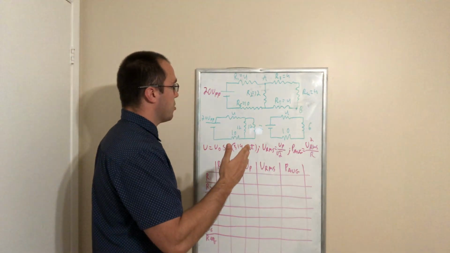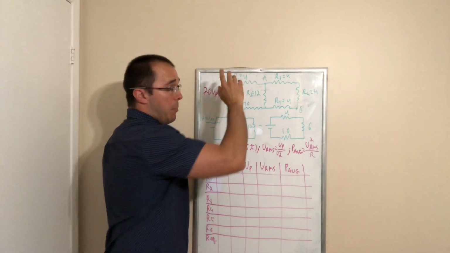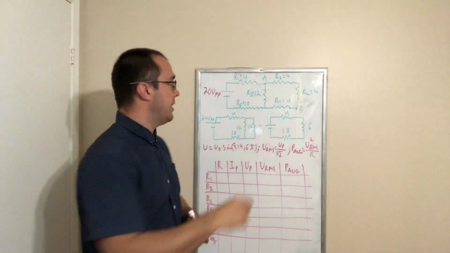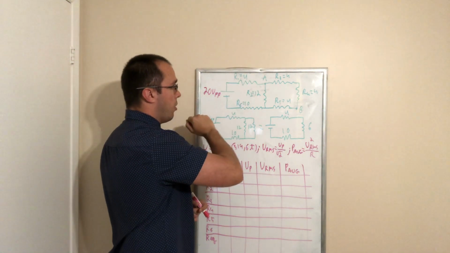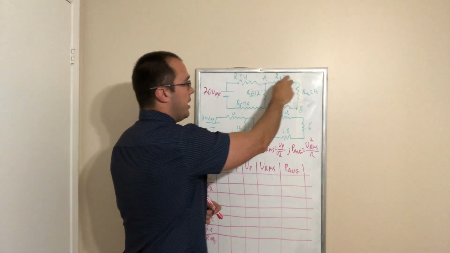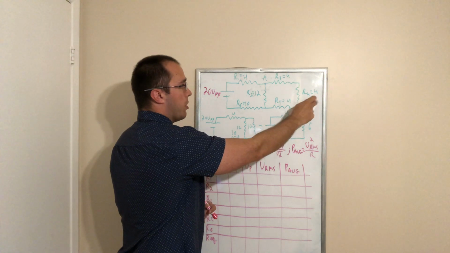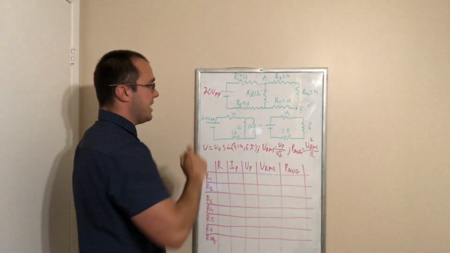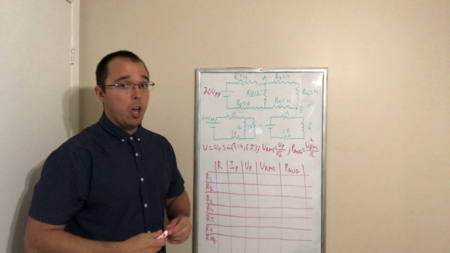We have 6 resistors here. We got R1. Now, by the way, they are not denoted. There's no notation on the diagram. I decided that this one is R1. It is equal to 4 ohm. R2 is this one. It's equal to 12 ohm. R3 is equal to 4 ohm, R4 is equal to 4 ohm, R5 is equal to 4 ohm, and finally R6 is equal to 10 ohm.